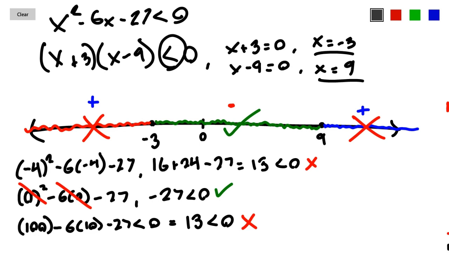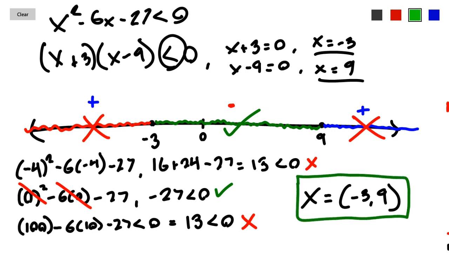3 and 9. And also keep in mind, our inequality symbol is strictly less than, so these endpoints are not going to be included. So to write out your solution in interval notation, we have that x is equal to the interval from negative 3 to 9. Any number that you pick inside this interval is going to satisfy the inequality.